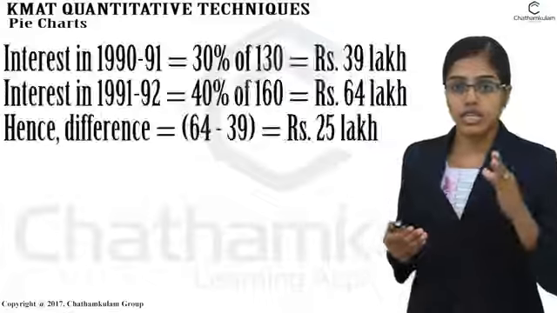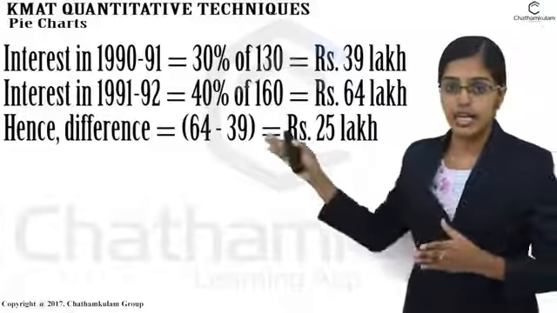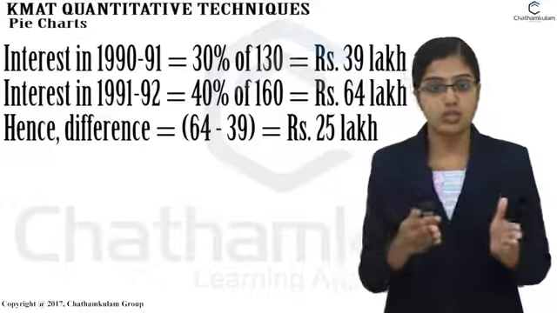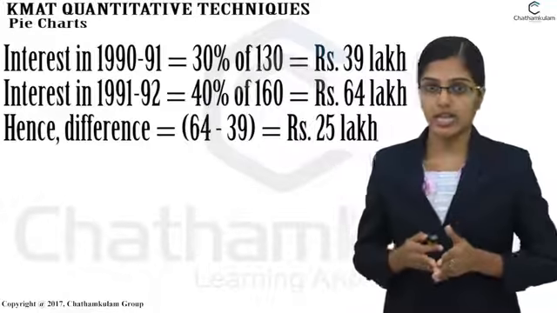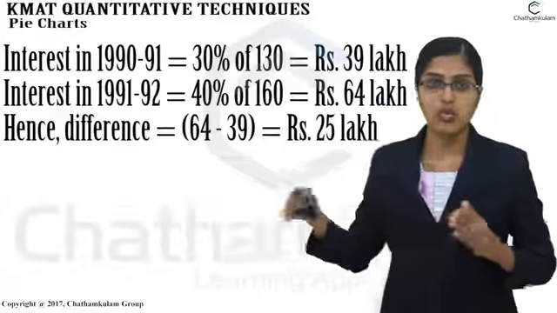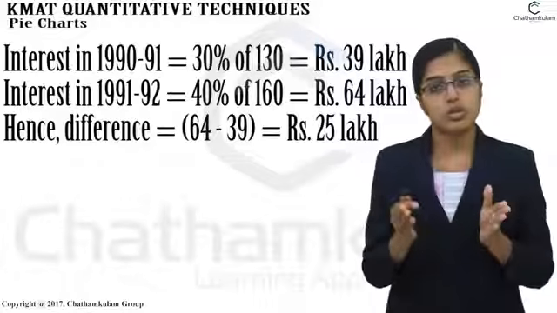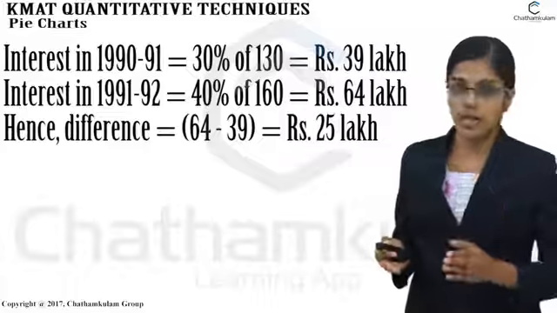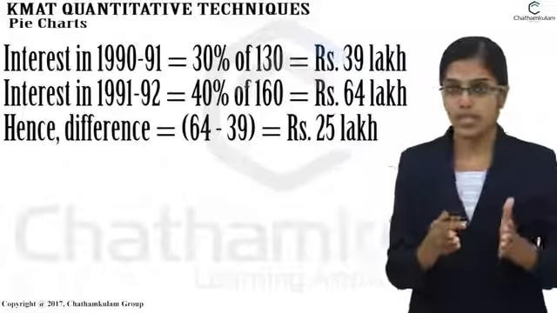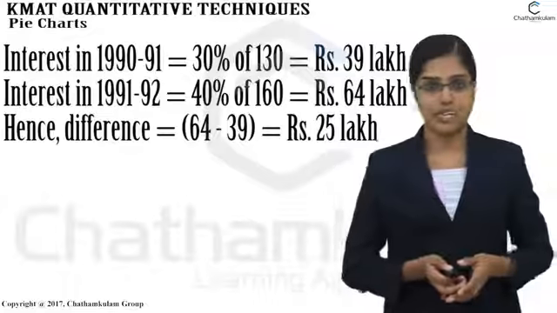Why? Because the interest in 1990-91 is 30% of 130, so that is equal to rupees 39 lakh. Next, the interest in 1991-92 is 40% of 160, so that is equal to rupees 64 lakh. Hence, their difference is 64 minus 39, so that is equal to rupees 25 lakh.